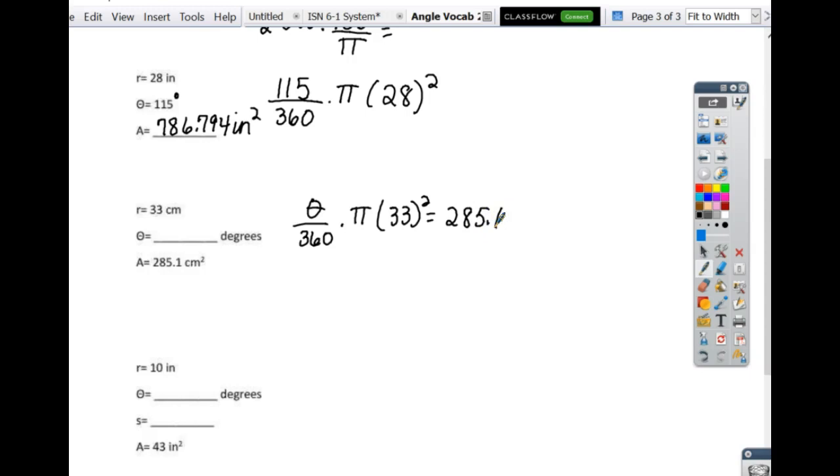So what's the first thing you have to do here? You have to do the 33 squared, right? Because that's the exponent. So once you have this number, how do I get rid of the 360? Multiply, and then divide by pi and 33 squared.